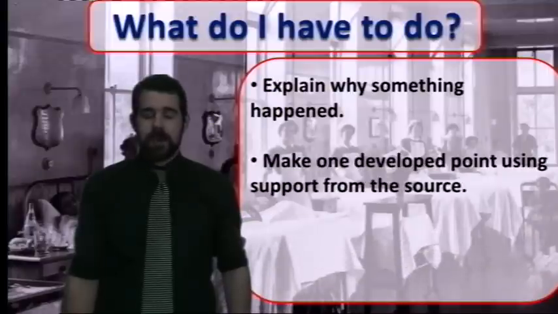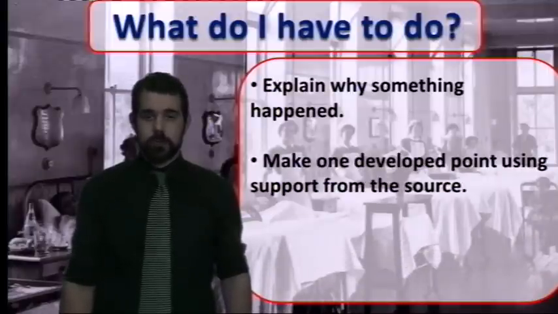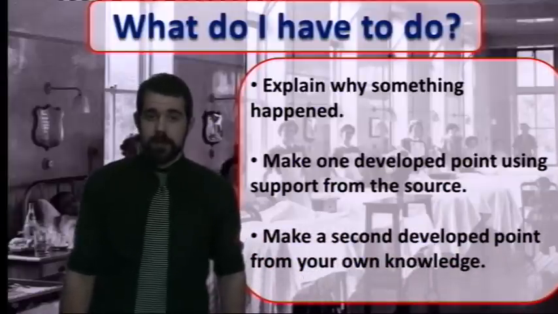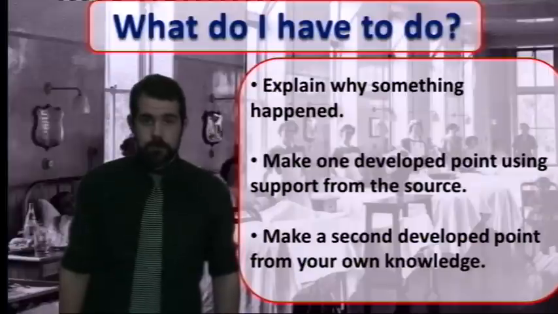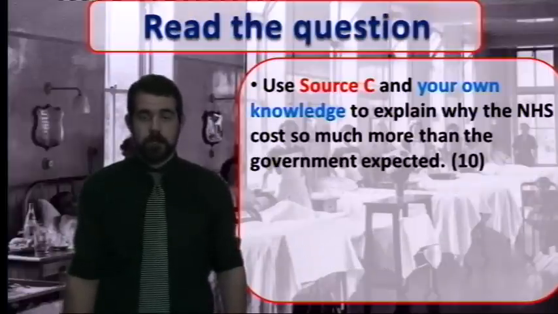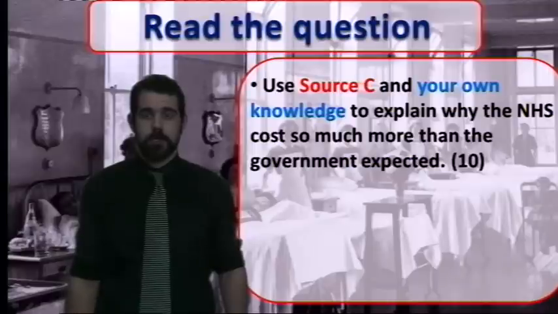You need to make a developed point about why that thing happened using information from the source that you are directed to. You also need to make a second developed point from your own knowledge. If you can explain in detail 2 reasons why something happened using the source and your own knowledge, you are in the top part of the mark scheme. So let's have a look at a question.